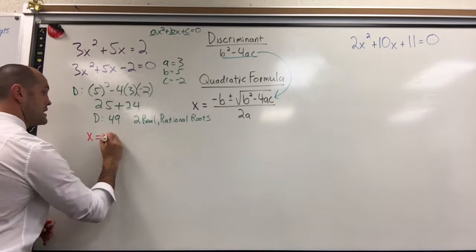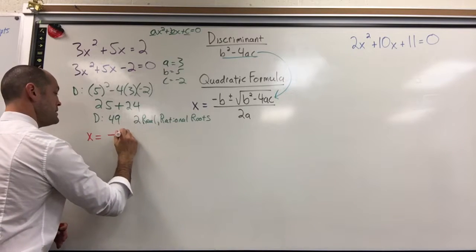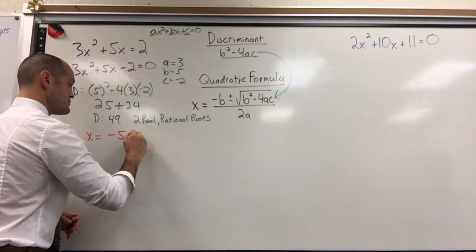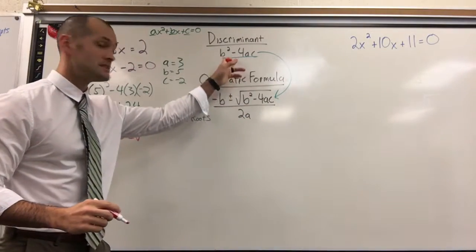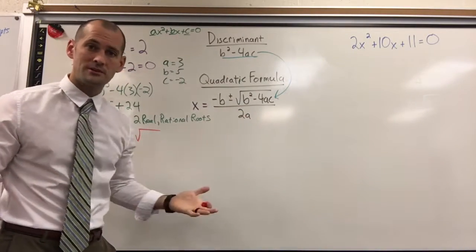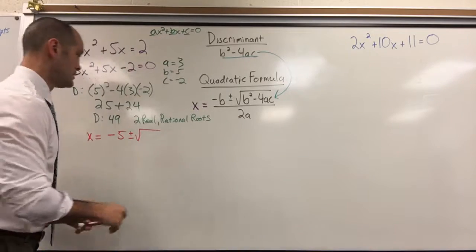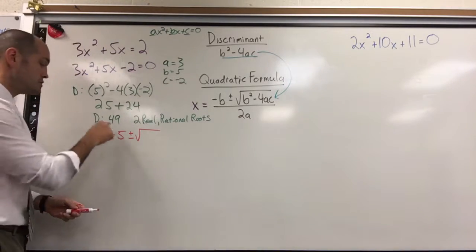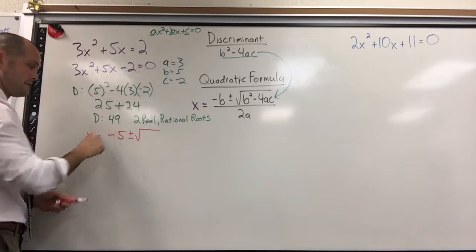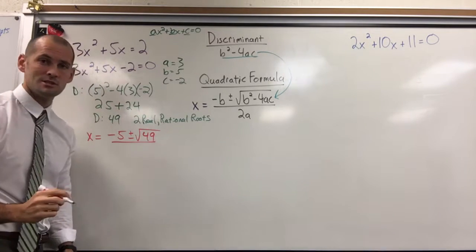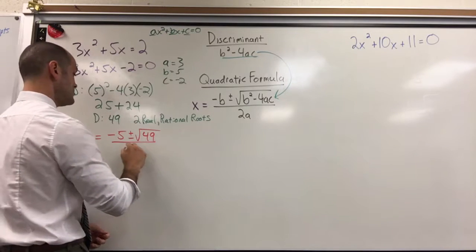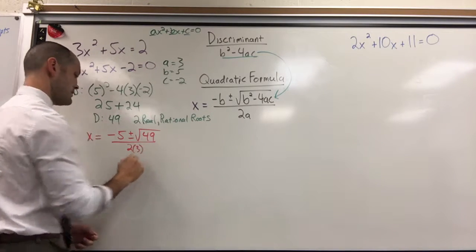X equals negative b plus or minus the square root of b squared minus 4ac. No! It's the discriminant, right? You already found it. I can't tell you how many of you start plugging and chugging again. You just did that, right? So just put in 49. Oh, life just got so much easier. All over 2 times a value.